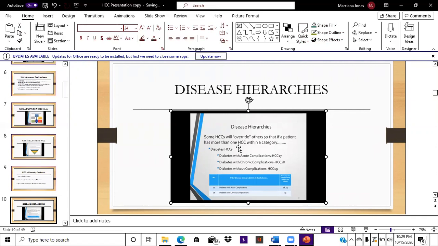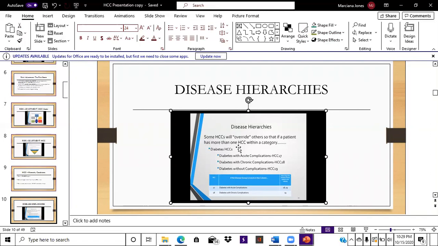So disease hierarchies. Some of these HCCs override others. You saw that list; what you didn't see, I'll put the slide up shortly. Certain ones, based on the lowest number, override the others. So 8 will be better than 9, and 17 will be better than 18. Whichever is the lowest in these categories that go together would be the risk score you get, because of the overlap. I'll give you an example.